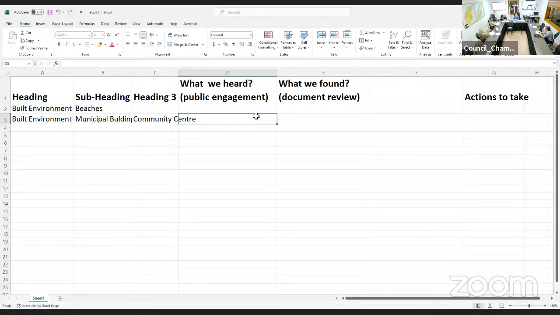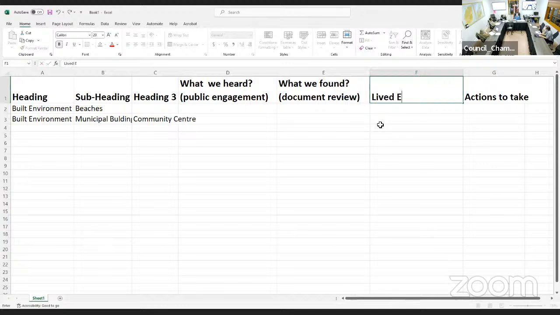I put this blank column in here because I was trying to leave space for what the committee members have brought in, so I'm not quite sure what to title that. The idea is what we heard is us saying, in the community engagement, we heard these things, and what we found is when we looked through the documents. Why don't we call it lived experience? Sure. Is there something there, Robin, that would work? I'm looking at the template again, because I feel like we should use this as much as possible.